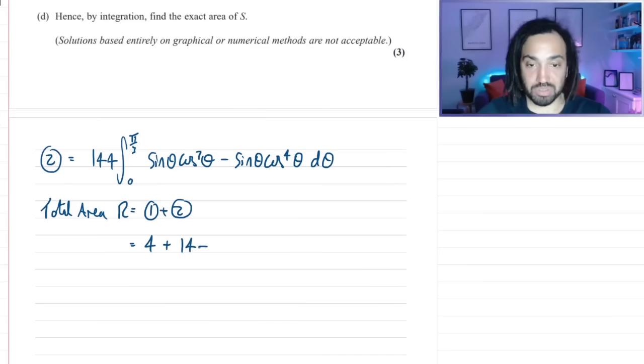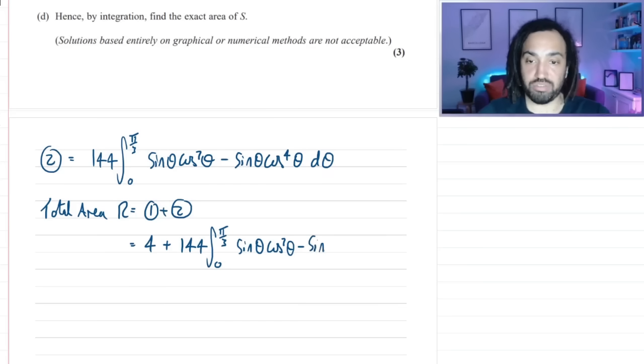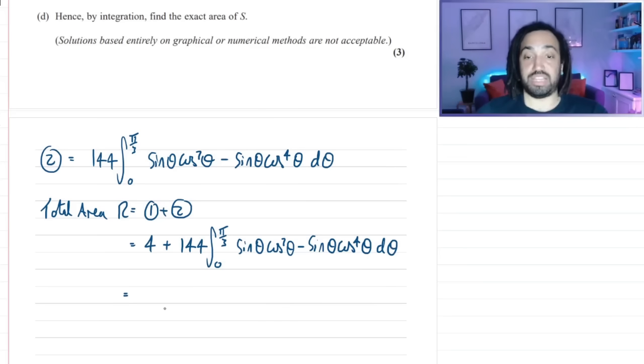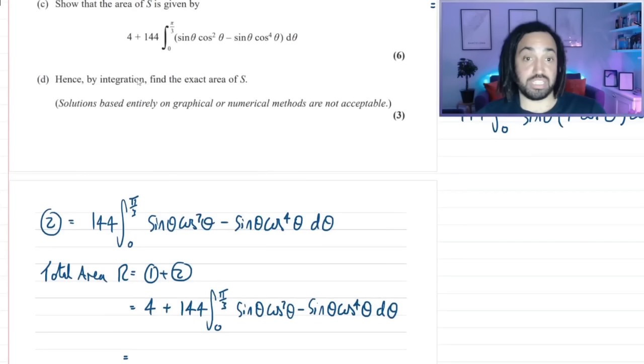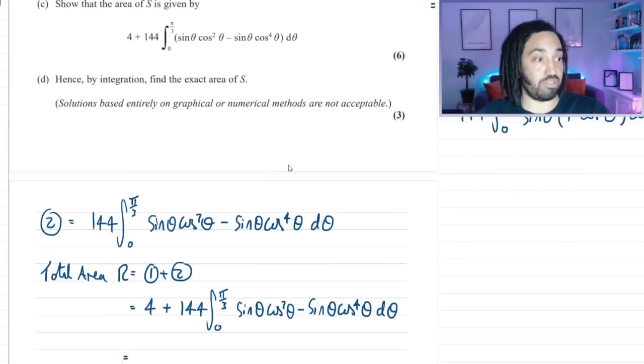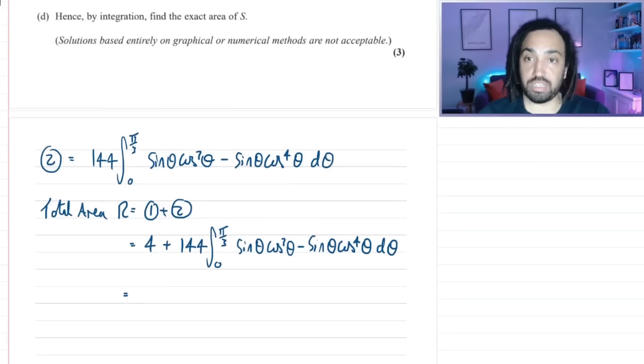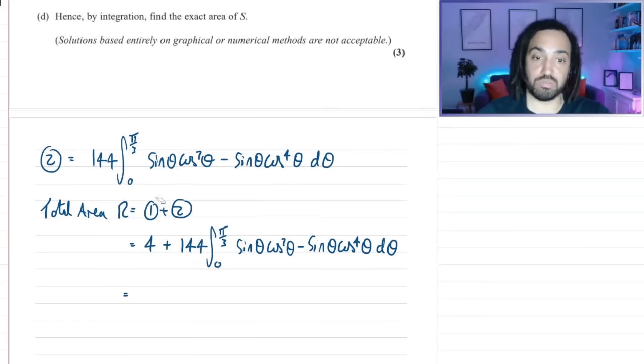So plus 144 integral pi over 3, 0, sine theta cos squared theta minus sine theta cos to the 4 theta d theta. Okay, brilliant. And that is exactly what they have asked for. And now it just says, hence find the region. Notice they've actually called the region S. Okay, fine. Well, let's do it then.